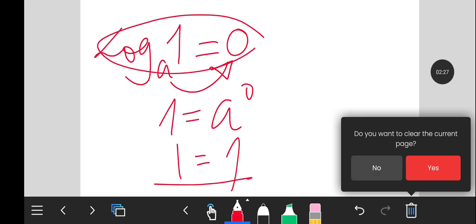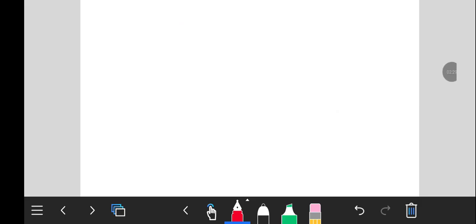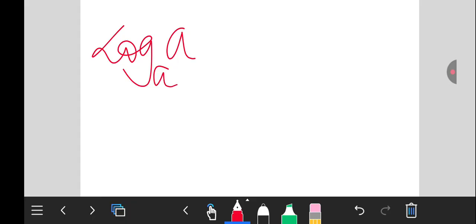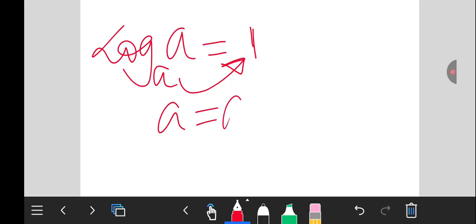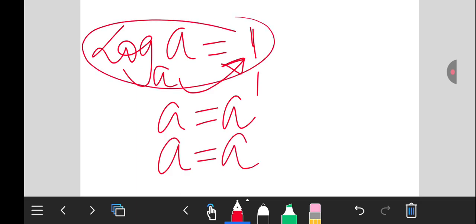Okay. Then the next law we must appreciate is when you have log a base a, log with the same base, that is simply just 1. Okay, because if you take this a, you change this logarithm into an exponential form, it will be a is equal to a to the power 1. Any number raised to the power 1 is the number itself, so a is equal to a. So we must understand this law.